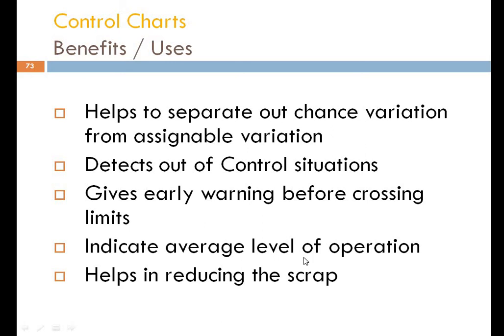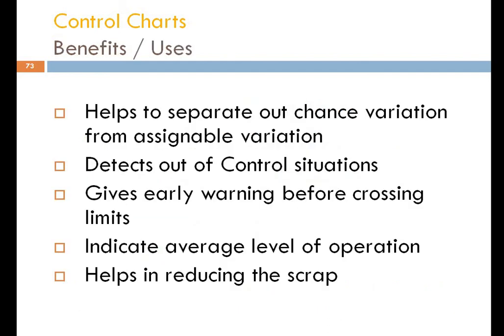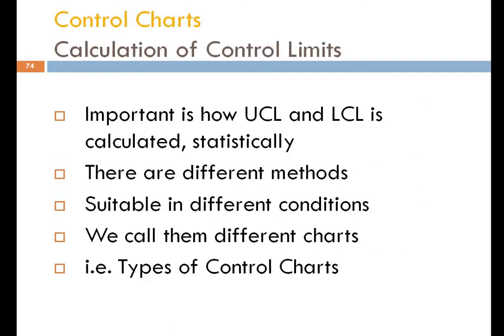At every level of operation, the plotting or the average of the products, their values can be ascertained with the help of these control charts. It helps in reducing scrap, where we can identify if the process is progressing towards an out of control state. We need to check, we need to take action before it is too late, so we can rectify things so that the work in progress does not result in scrap, right? So these are a few of the benefits and uses of control charts.